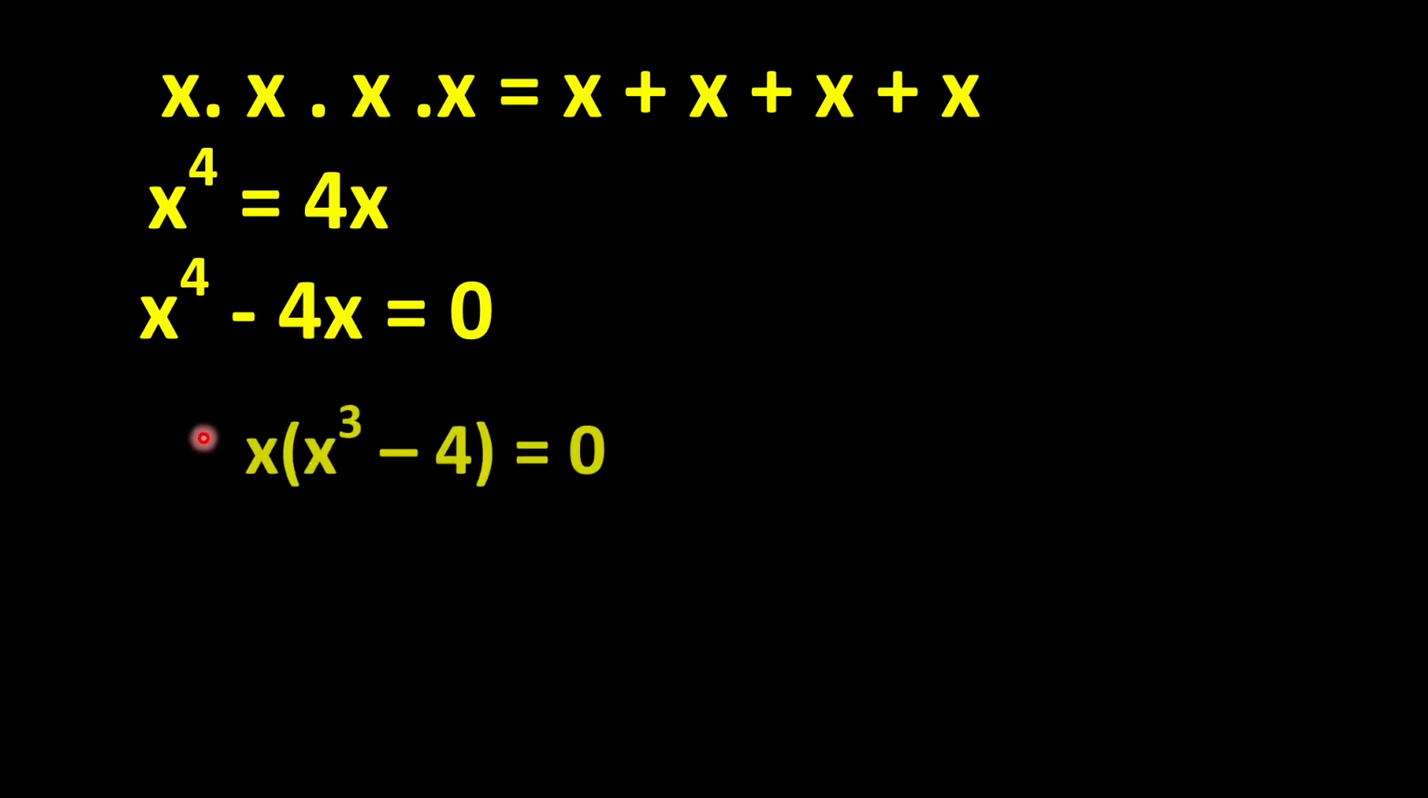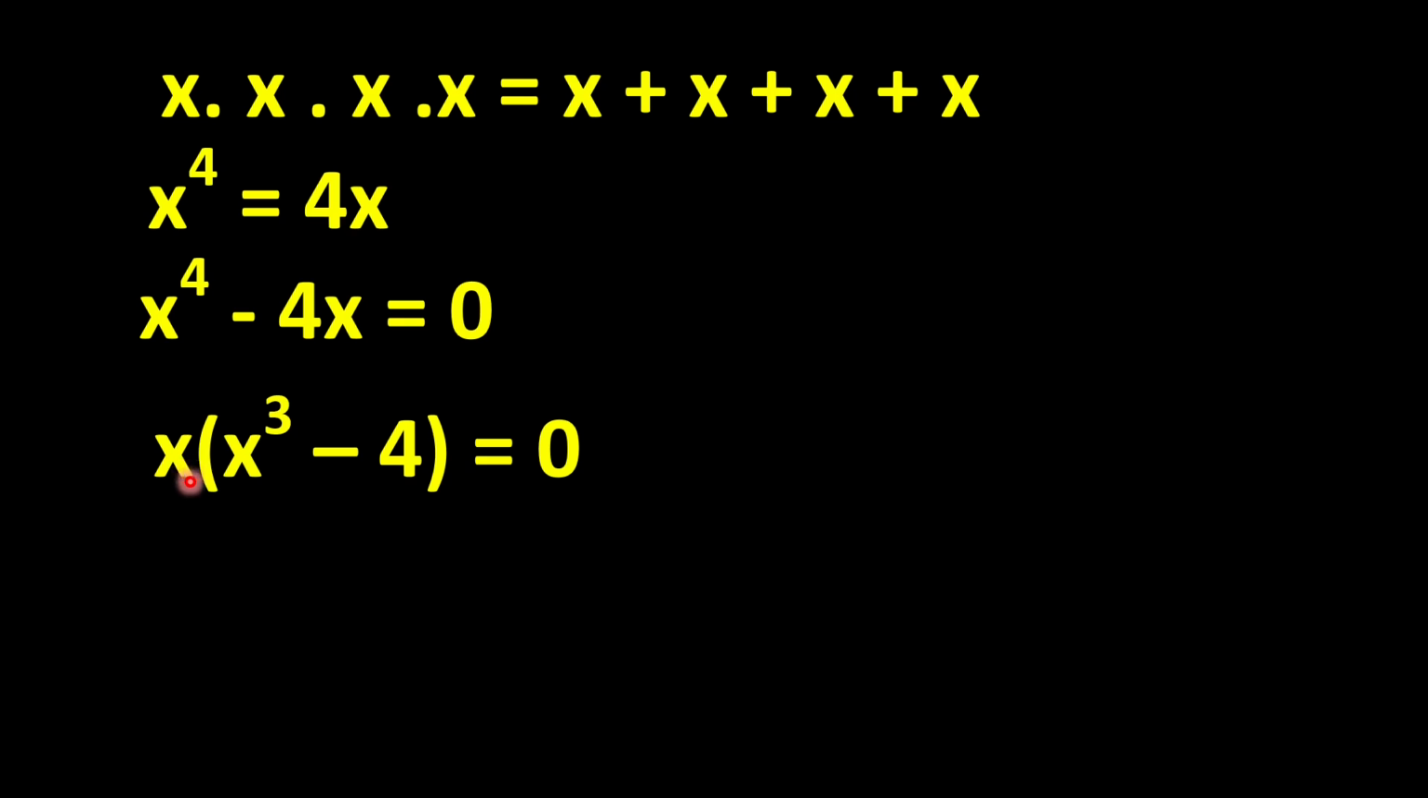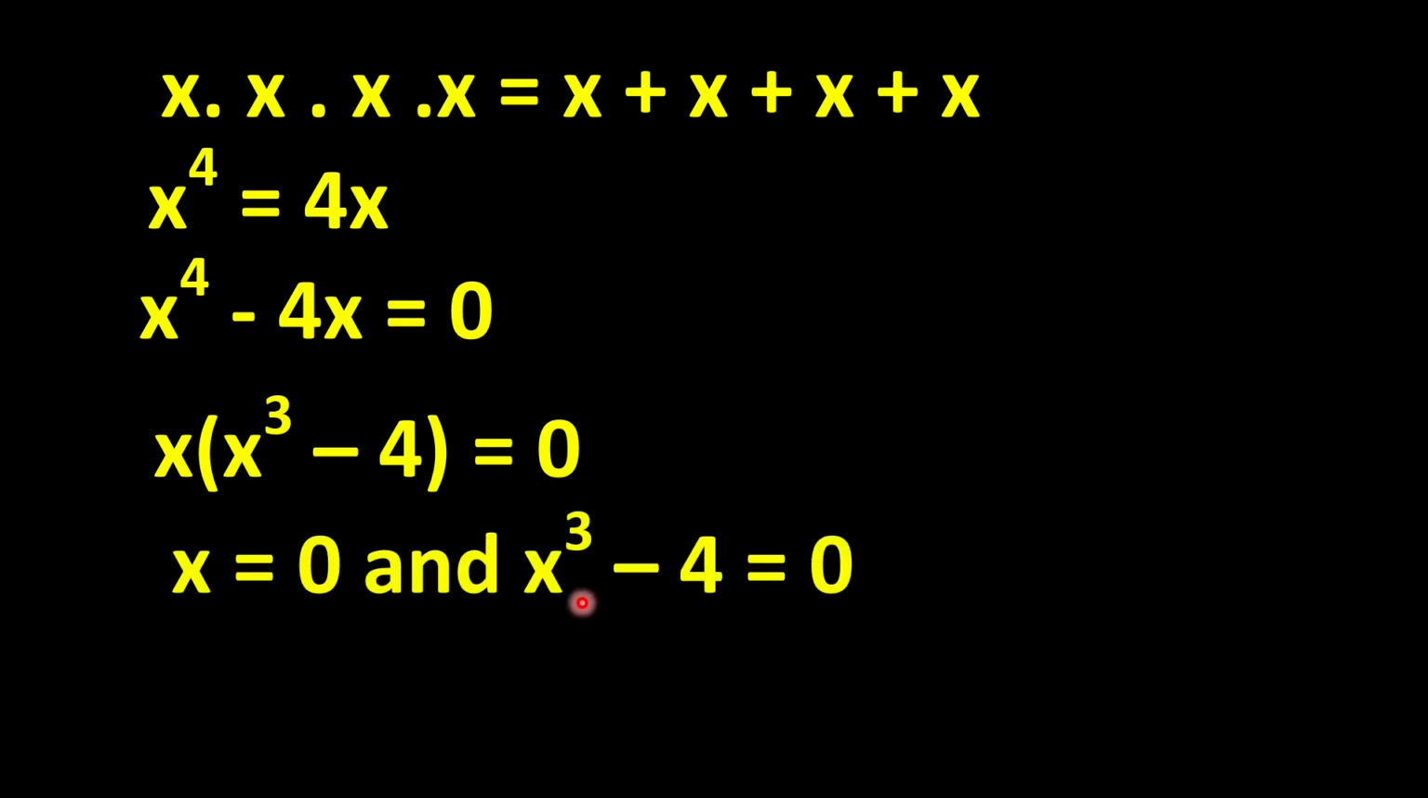And now we will take x as a common. After taking x as a common, here it is x into x cube minus 4 equal to 0. And now we will compare these two factors with this 0. So x equal to 0 and x cube minus 4 equal to 0. So now x equal to 0 is the first solution of this given question, and now we will find out the other three roots of this question by solving this x cube minus 4. So let's now solve this x cube minus 4 equal to 0.